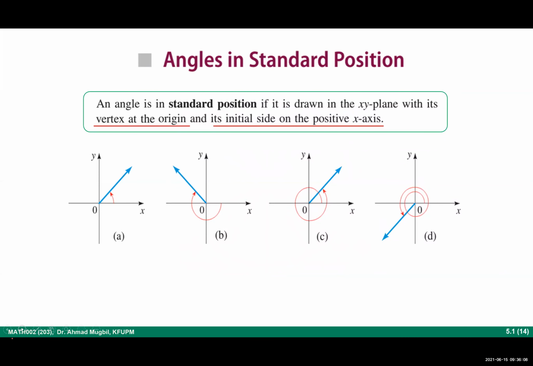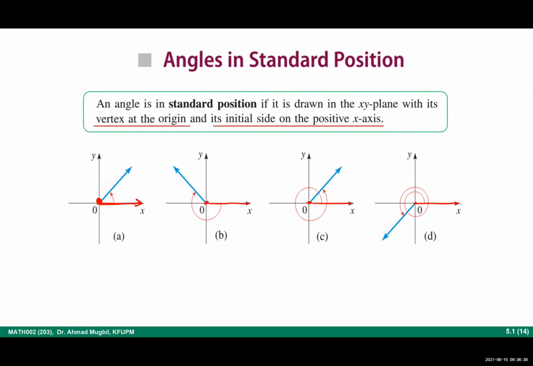The second part of this section, shabab, is the angles in standard position. When you have an angle centered at the origin and the initial side is the positive x-axis, then in this case we say that this angle is in the standard position. All of these angles, shabab, are in the standard position. Look, all of them are centered at the origin, and all of them have the positive x-axis as the initial side.